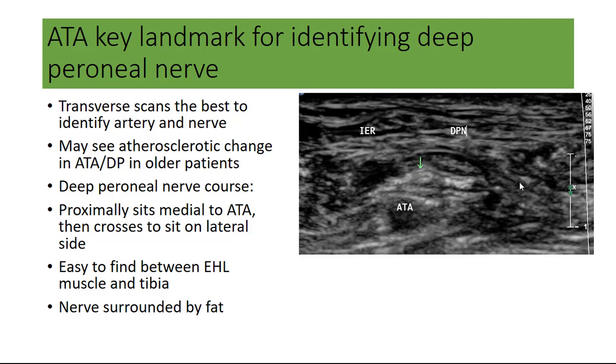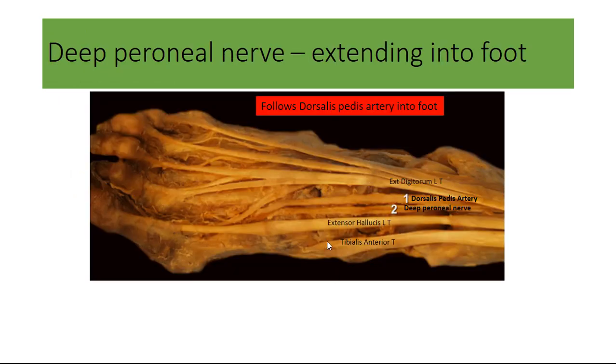Remember, we're going to look at it in the region of the inferior extensor retinaculum, particularly to look for entrapment with anterior tarsal tunnel syndrome. And the nerve can often be surrounded by fat, which it can just blend with and make it really difficult to see, which you can see where it sits here in the foot.